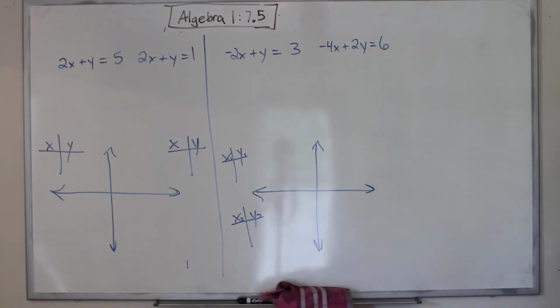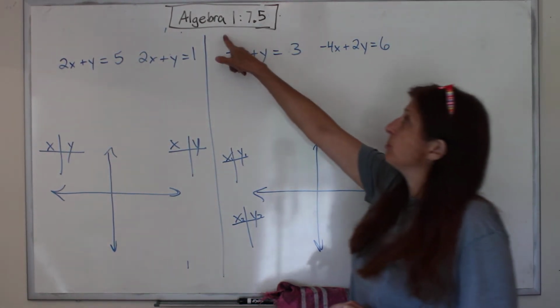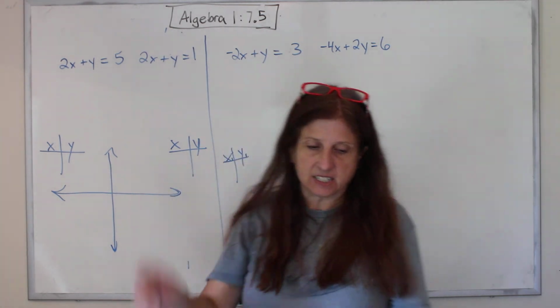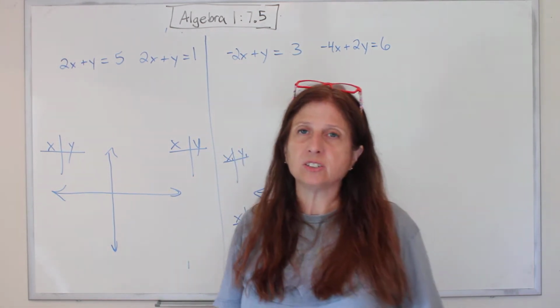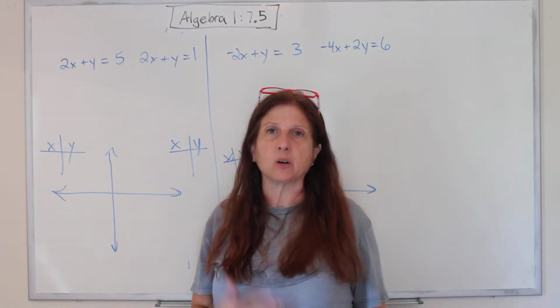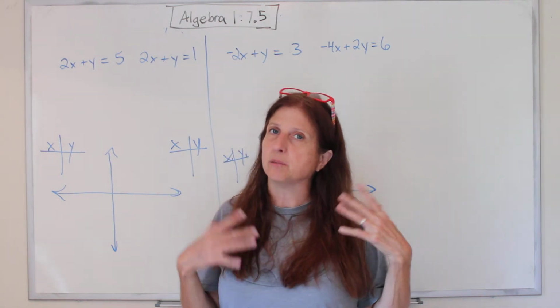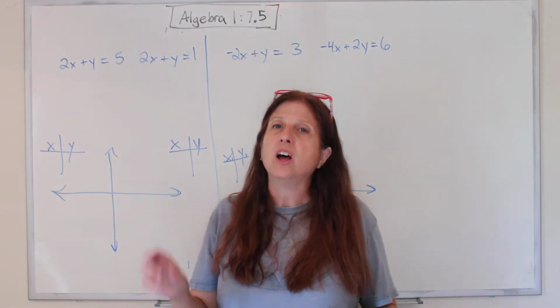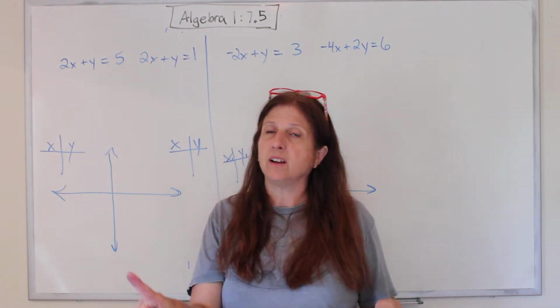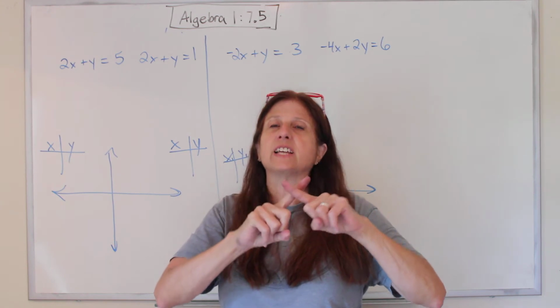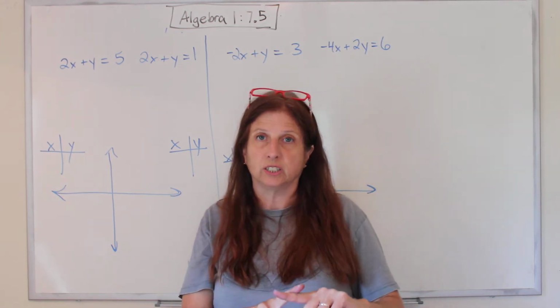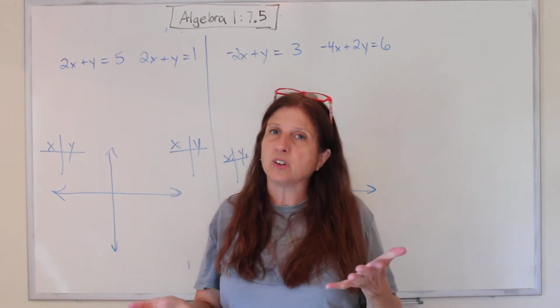Welcome back to Algebra 1, Chapter 7, Section 5 in this book. And this is special types of linear systems. So remember, a linear system is just fancy math talk for graphing not one line on a piece of graph paper, but two, and where they intersect is considered the solution, the answer. And we've learned different ways to do it.